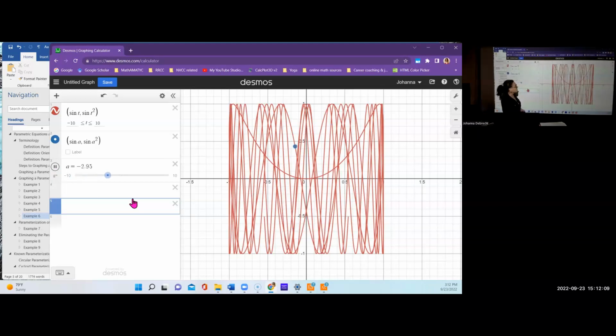Holy smokes, it's all over the place, right? And then it slowly graphs. It's pretty crazy, right? And it ends up right here, all right? That's where it ends. So it would be very difficult to put all the arrows on here for the orientation, but on Desmos, you can play it slower and slower so that you can see more clearly what the orientation of this parametric curve is.